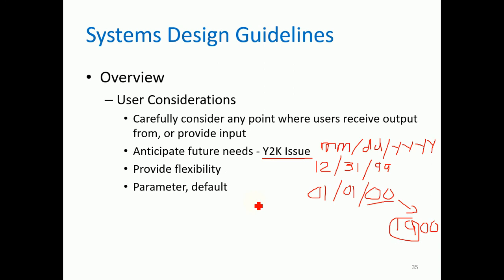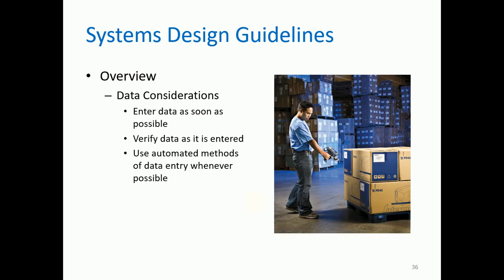And then for users, for example, the user should have a clue of the input that they're going to encode. So we have the parameter and the default. So that's why users can avoid committing mistakes. Okay, we have data considerations. Enter data as soon as possible, so it will be significant and relevant. Verify data as it is entered.